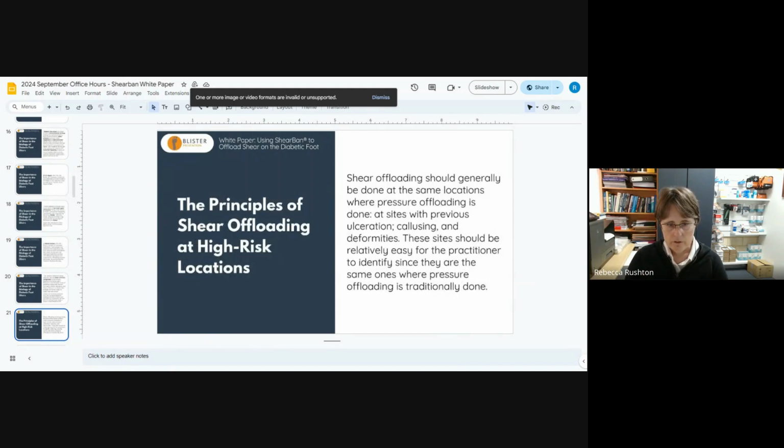Okay, the principles of shear offloading at high-risk locations. Shear offloading should generally be done at the same locations where pressure offloading is done, at sites with previous ulceration, callousing, and deformities. These are the sites that should be relatively easy for the practitioner to identify since they are the same ones where pressure offloading is traditionally done.